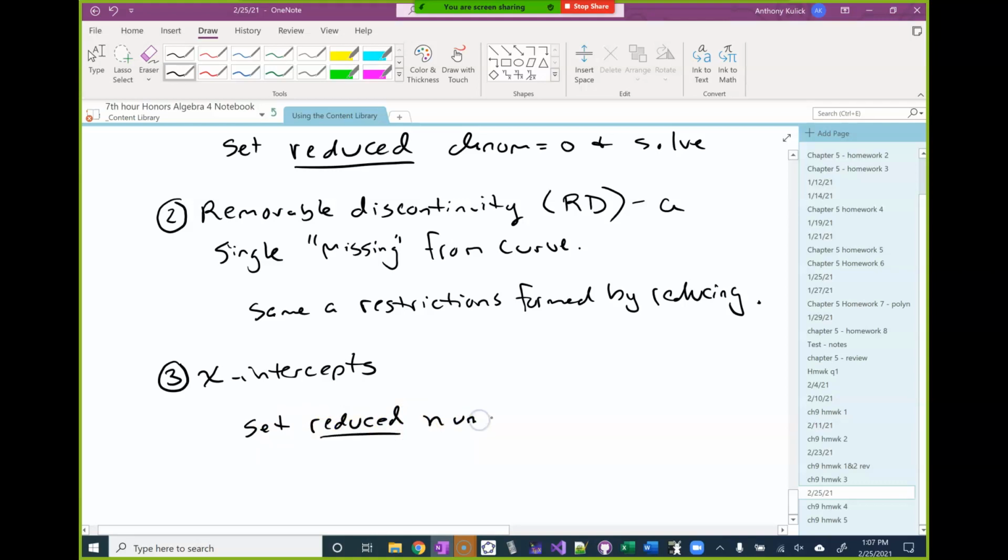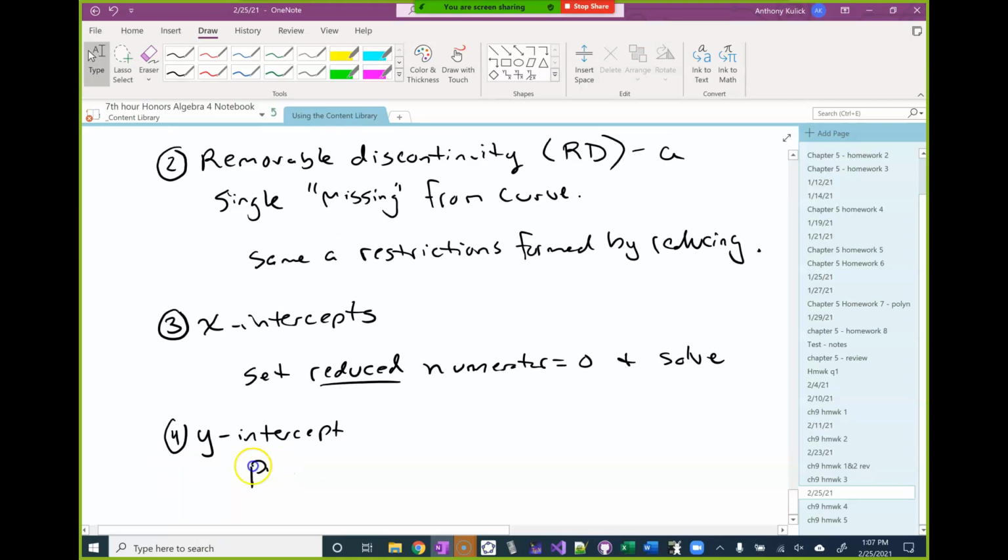We'll need the x-intercepts. To find those, we'll just set the reduced numerator equal to 0 and solve. And maybe the y-intercept. And that's not bad to find the y-intercept. You're just basically plugging 0 in for x and evaluating.